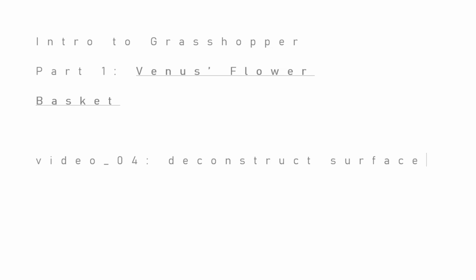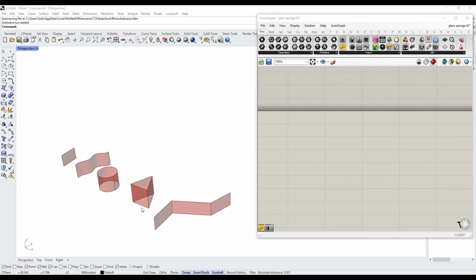In this video, we'll take the first step in making the glass sponge pattern. And that step will be to pull something out from each of the surfaces we're starting with. We'll make a little component that you plug in any surface that you want, and the first step in making the glass sponge pattern on that surface will be to pull out the bottom curve.